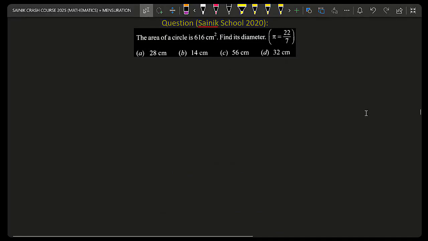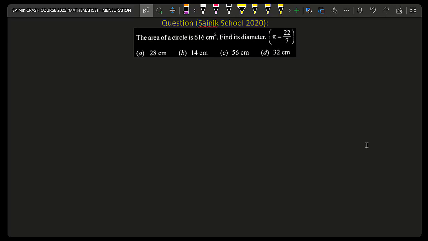Harini, read the question again. The area of the circle is 616 centimeters square and we need the diameter. First of all, do we know any relationship between the area and the diameter? Yes, sir. What is the relation between area and the diameter? Sir, we should write the formula and then substitute.